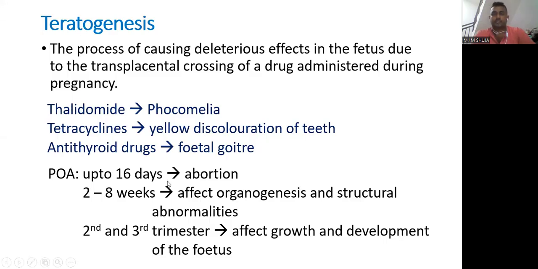Some teratogenic effects depend on timing. Up to 16 days, that means 2 to 3 weeks of pregnancy, it will cause abortion. At 2 to 8 weeks, it will affect organogenesis and cause structural abnormalities. In the second and third trimester, it may affect the growth of the fetus.